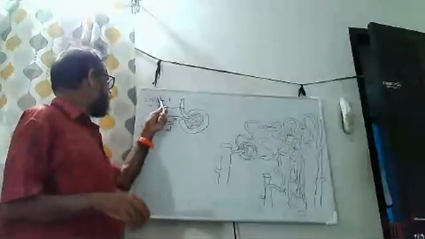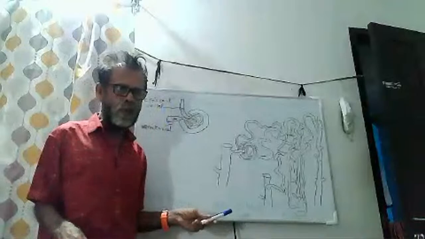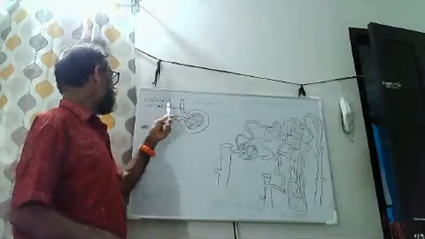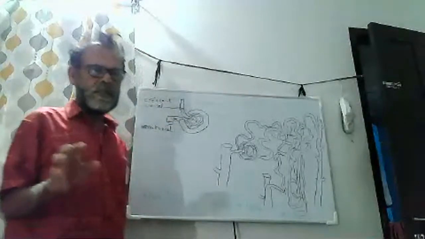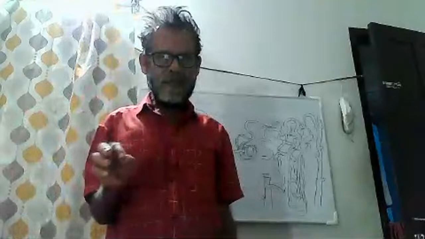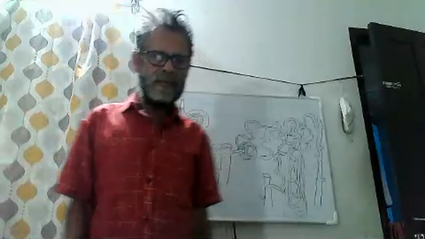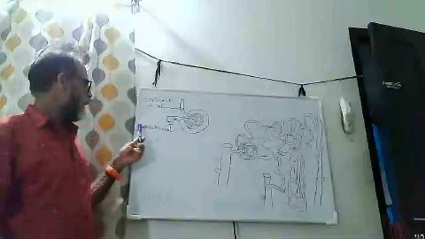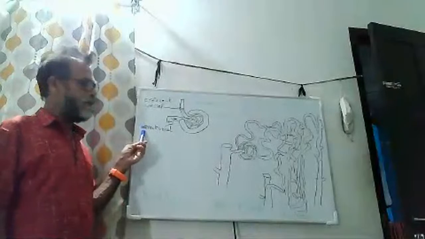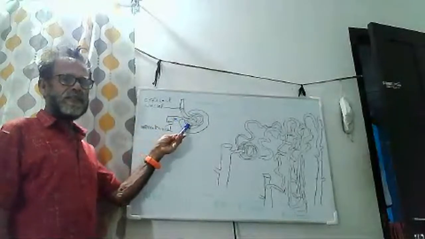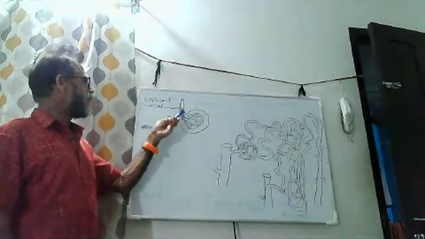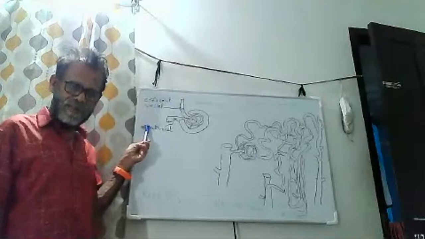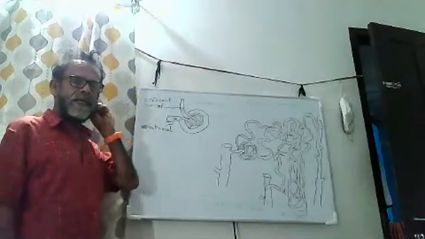Exit means going out, the opposite of entrance. When it makes exit, that vessel is called the efferent vessel. That fine artery that leaves is called the efferent vessel. Exiting is called efferent, and entering is called afferent. An afferent vessel enters, divides into capillaries, and takes exit as an efferent vessel. The entering one is called afferent vessel. The leaving one is called efferent vessel.